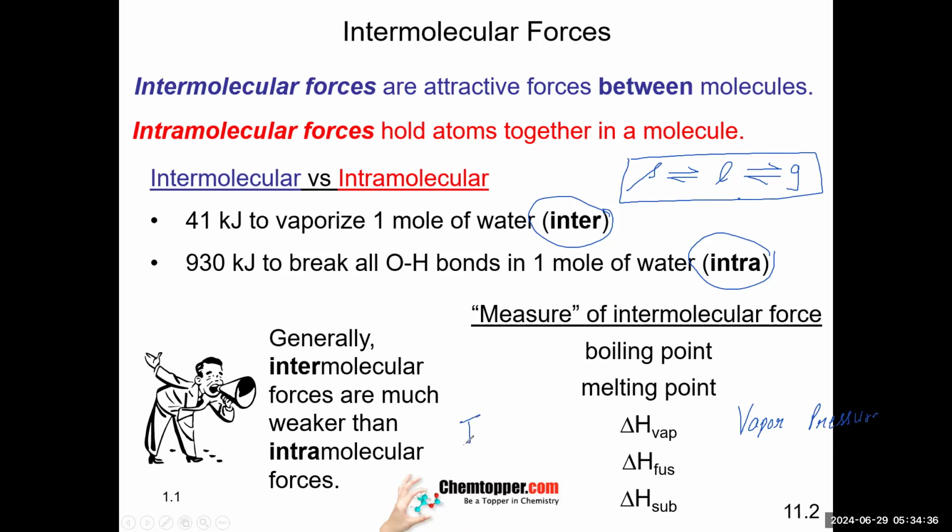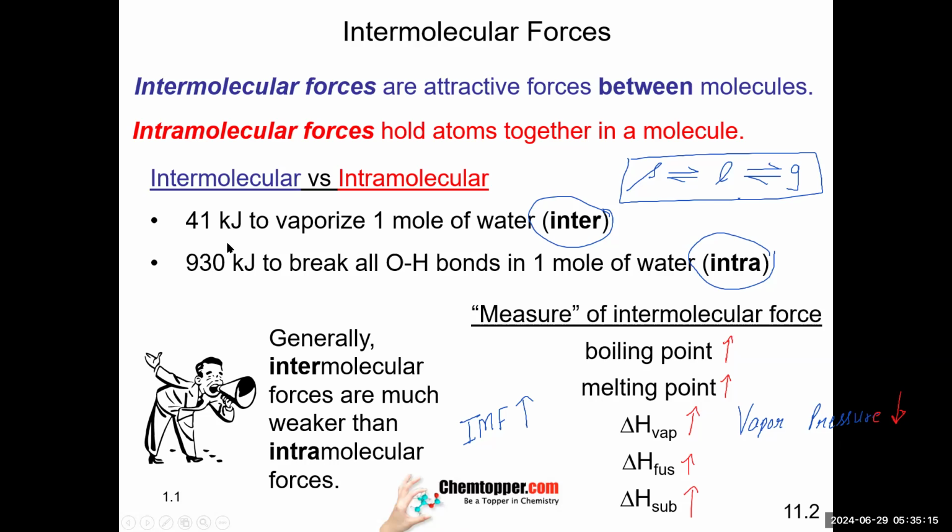If IMF is more, intermolecular forces of attraction are more, then the boiling point is more, the melting point is more, the delta H of vaporization is more, fusion is more, sublimation is more. What happens to vapor pressure? This is the only thing which will be less. Rest all will be more. So these are the things which we need to understand, because questions will be based on that.